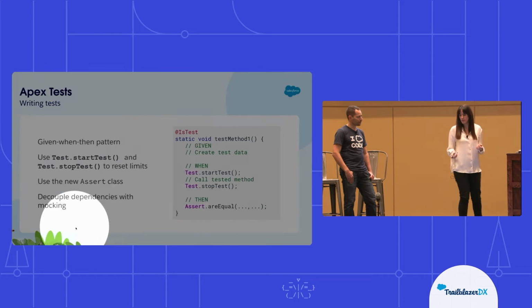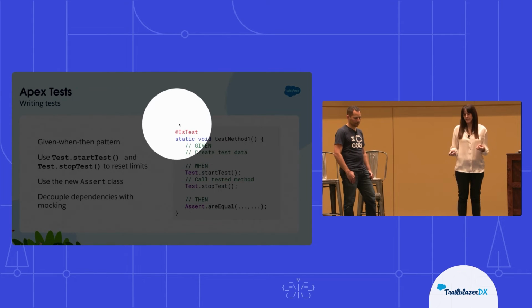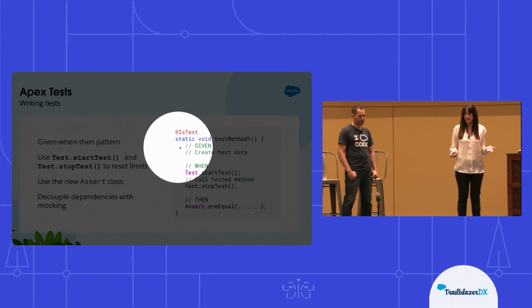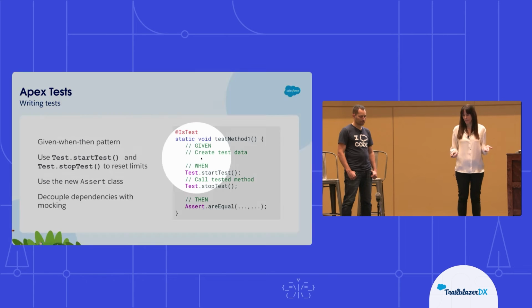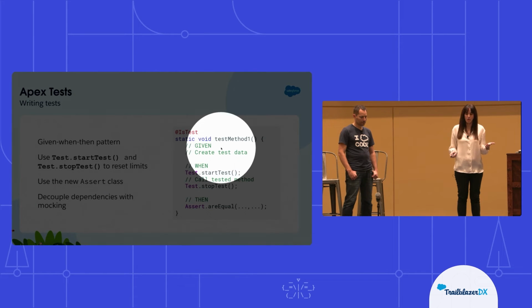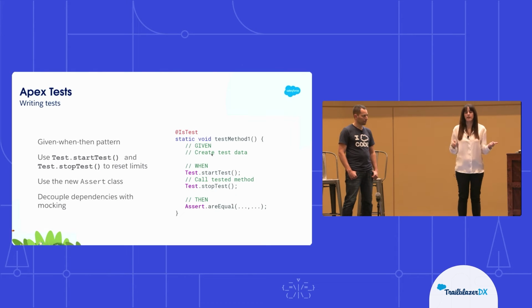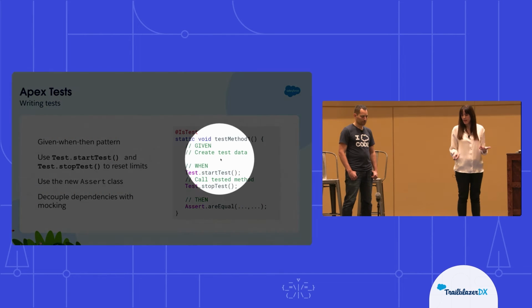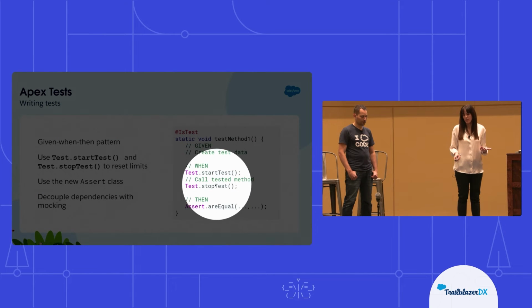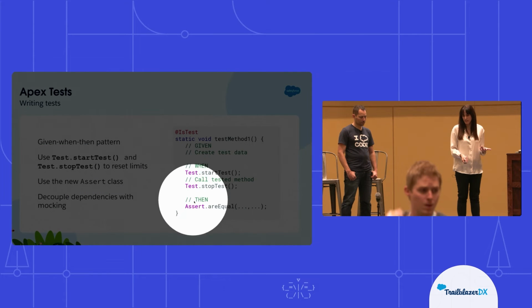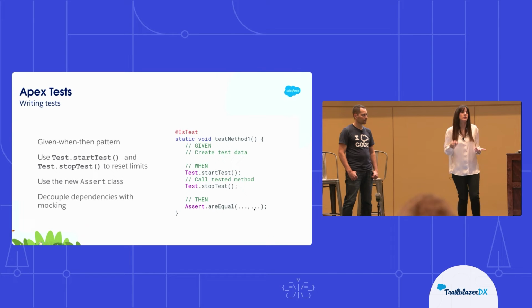This is a typical unit test, as you can see on the right. It is a regular method, but that we annotate with the @isTest annotation. And the test is normally going to have 3 parts. It's going to have the given part, which is the part in which you create your test data, the data that your method is going to work on. Then we have the when section, in which we are going to call the tested method. And then we have the then part, in which we will be making our assertions.